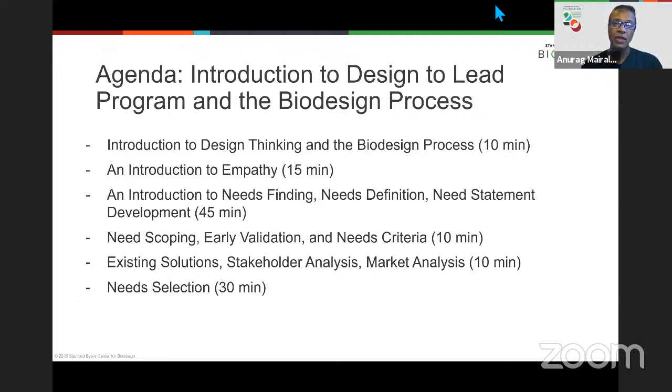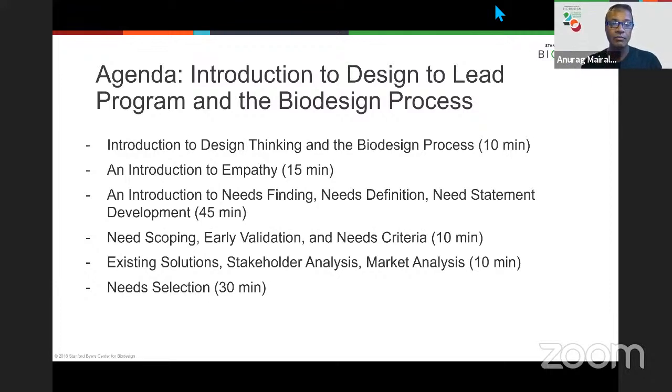And then I'll talk about empathy, which is really a strong starting point for needs finding, and then talk about needs finding itself. How do you do needs definition? How do you come up with a structured need statement that captures all of your learning? And I'll talk about how you scope these, how you validate these, and how you come up with criteria so that you can then go on to prototyping and concept development.